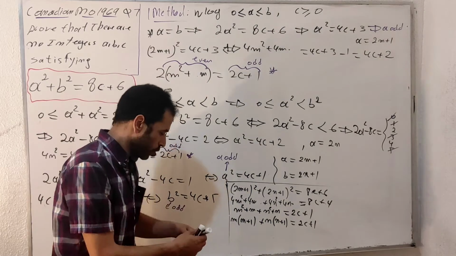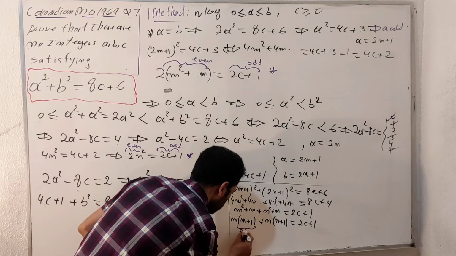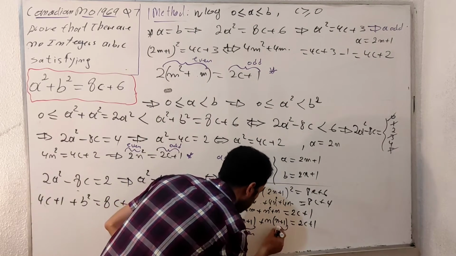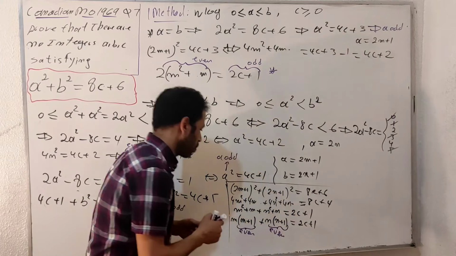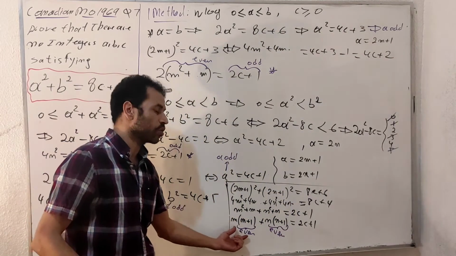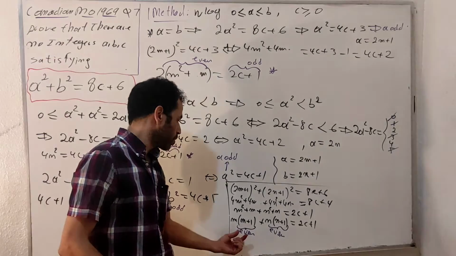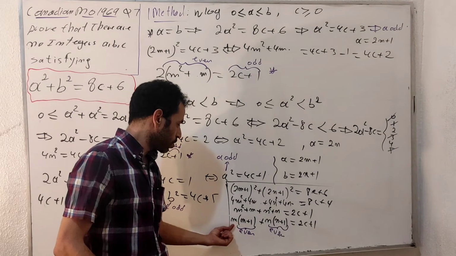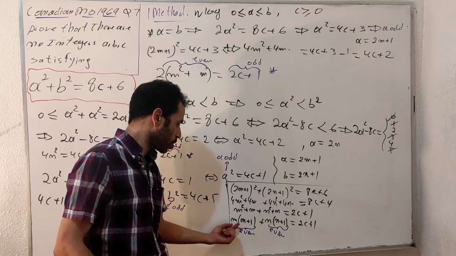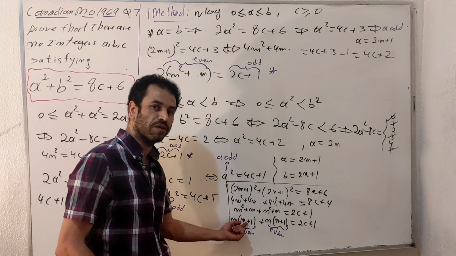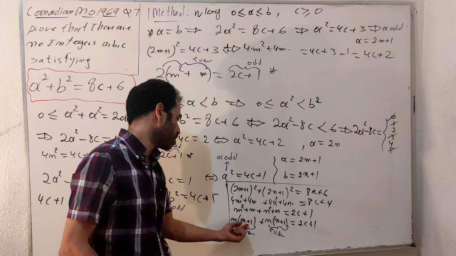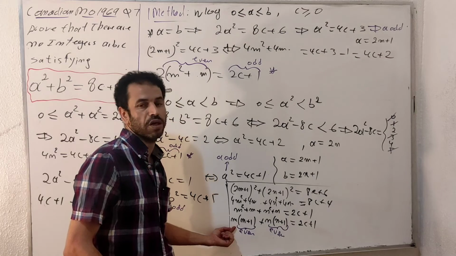Okay? This term is an even. And also this one is an even. Why is this one an even? Because they are consecutive integers. Which means if one of these was odd, the next one must be even. Inversely, if m plus 1 is an odd, that means the other one is an even.